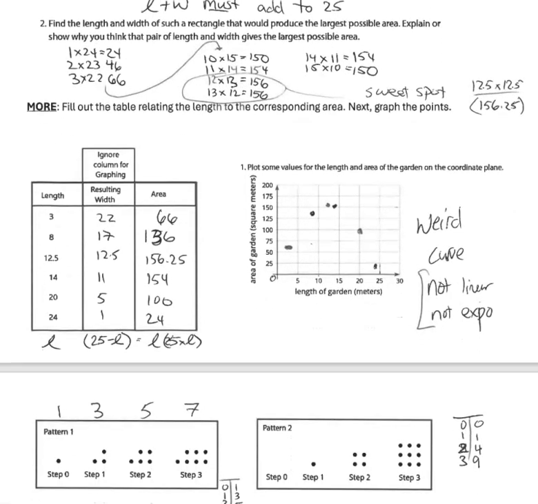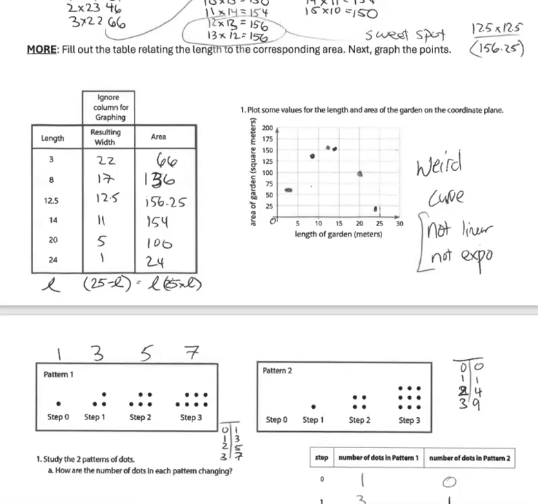So now we're moving on to what the graph might look like. I went over and picked out some different lengths: 3, 8, 12.5, 14, 20, and 21. And I figured out what the resulting width would have been, and I multiplied them to find the area. But we're supposed to be plotting the points that represent what a length could possibly be and the corresponding area. And repeatedly, I kept accidentally graphing like 322 rather than 366, and 817 rather than 8136. So like I said here, ignore this column for the graph. It is going to be relating the length to the area.